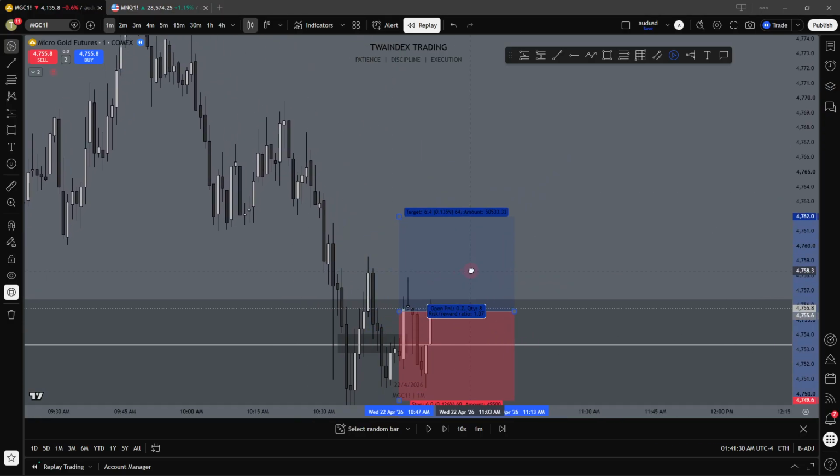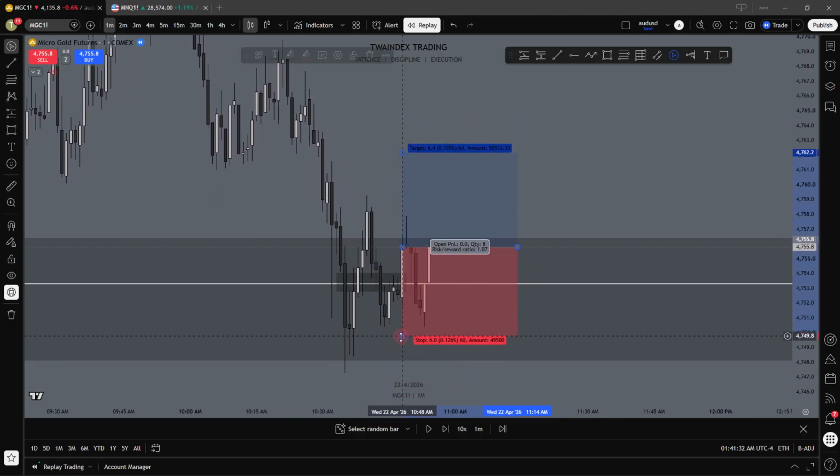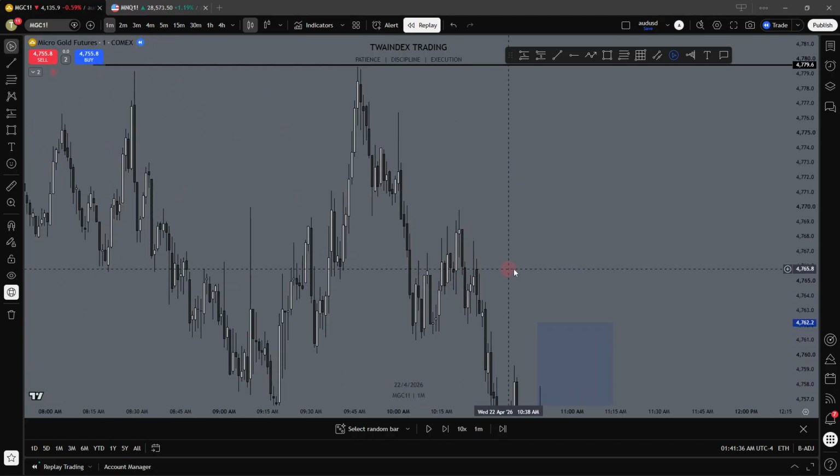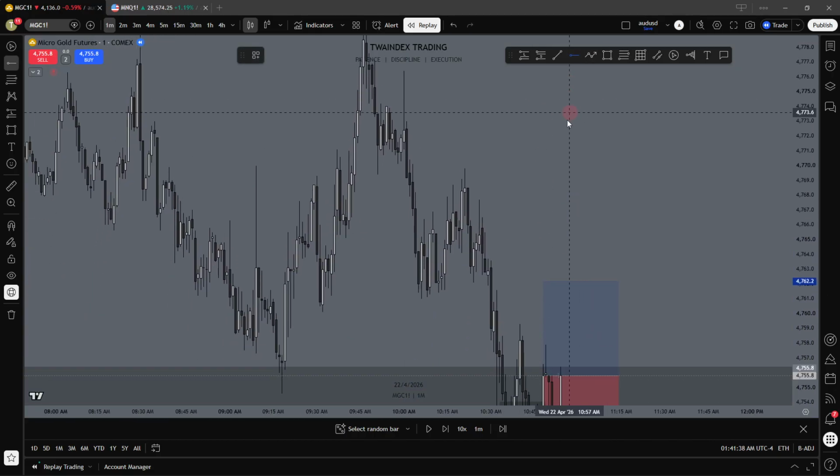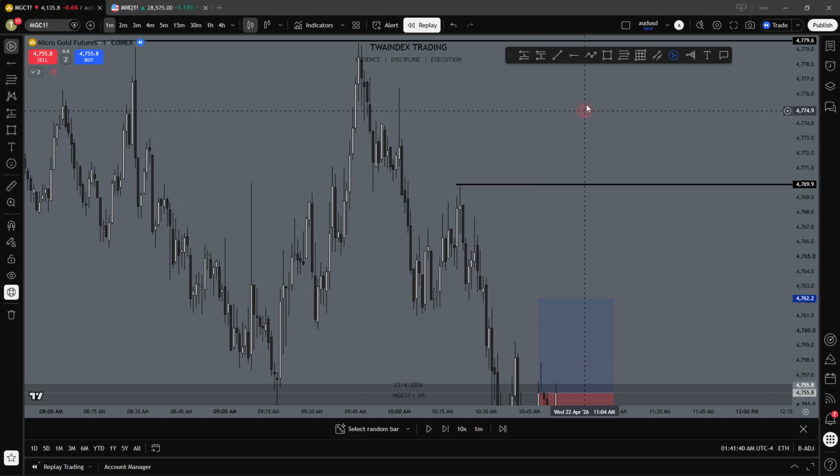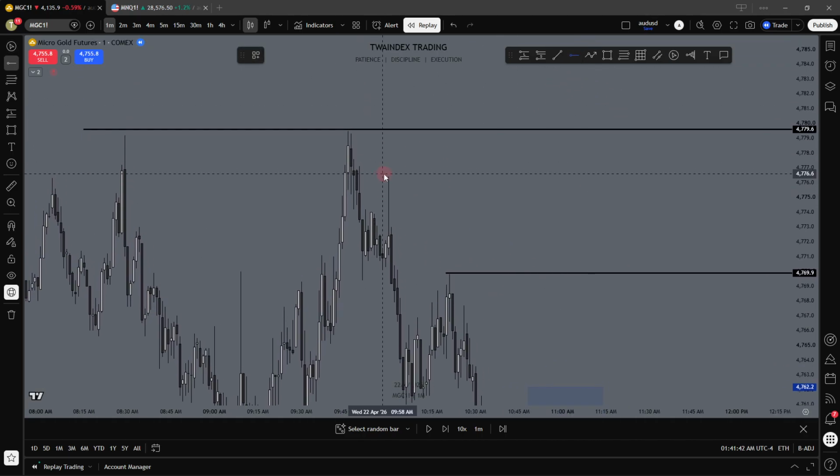Looks like we're going to be chopping around, so I'm still going to just take this. I'm going to keep stops right around here, and I'm going to target these little highs, right? Boom, have a high right here. You already have these other highs marked out.